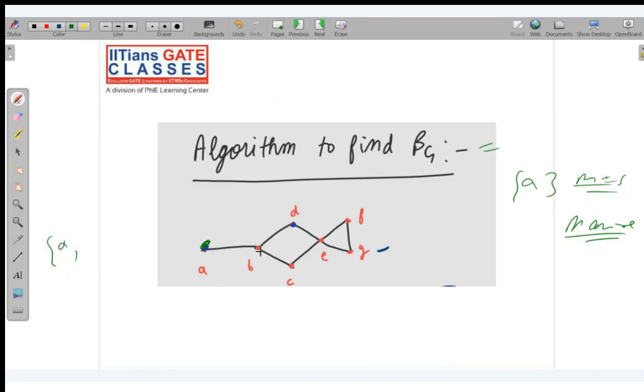That I have taken A now. So B I cannot take. Never. I cannot take B. So the moment I have taken A, I will cross B.